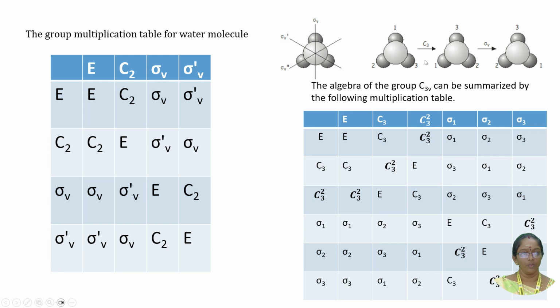Likewise, in ammonia, which belongs to the C3v point group, we have summarized the symmetry elements with their group multiplication table here. Here also there are no rows and no columns with the same identical formulation.